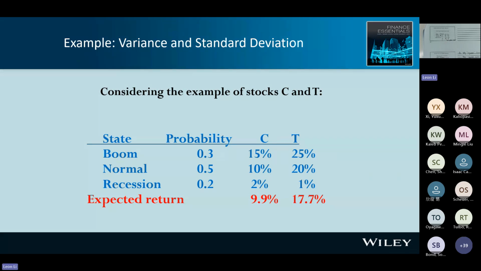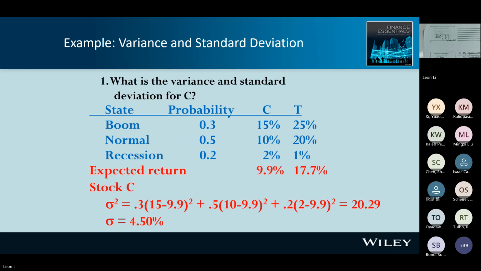Okay. Next, we calculate ER. So I hope the ER, expected return, is not a problem for our students. So ER is a weighted average. So for stock C, we have the ER 9.9%, T 17.7%. This is the ER, right? Next, we calculate standard deviation. So please remember the steps. So now we show, next slide, we calculate the standard deviation. So you can see the process.